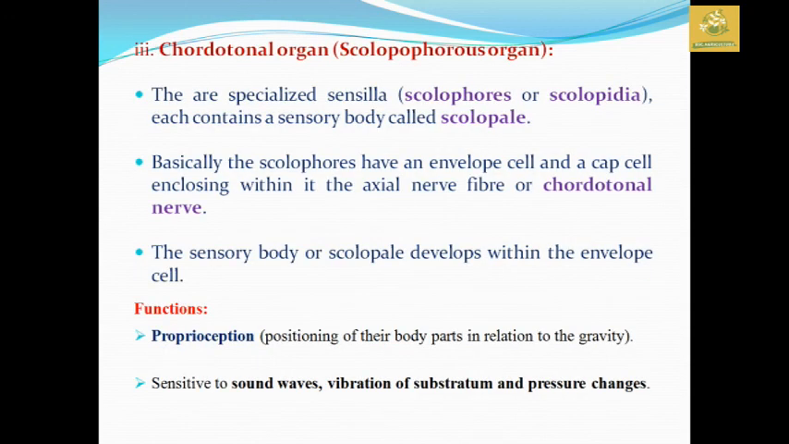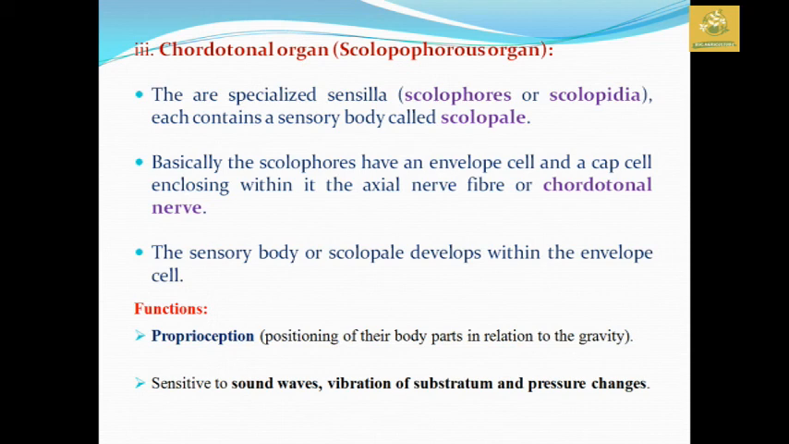After that we are going to see about the chordotonal organ, which is also known as the scolopophorous organ. These are known as the specialized sensilla of the insect body. They are also known as the scolophore as well as the scolopidia, which contain a sensory body, which is called the scolopale.